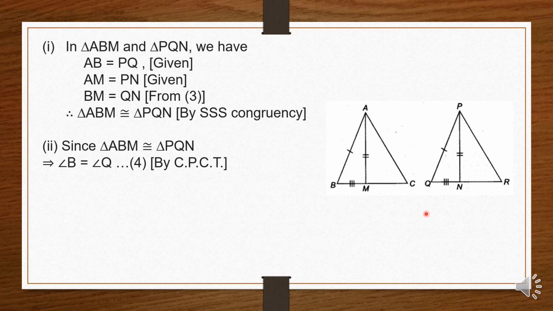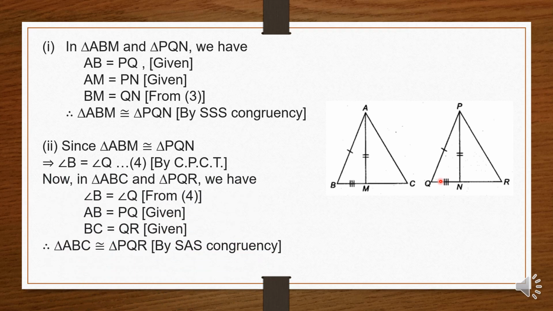Now, in triangles ABC and PQR, we know AB equals PQ, BC equals QR as given, and these two angles, this one and this one here, are equal by equation 4. Therefore, we can say by side, angle, side, they are congruent. Hence, in triangles ABC and PQR, angle B equals Q, AB equals PQ, and BC equals QR. Hence, by SAS congruence rule, triangle ABC is congruent to triangle PQR.